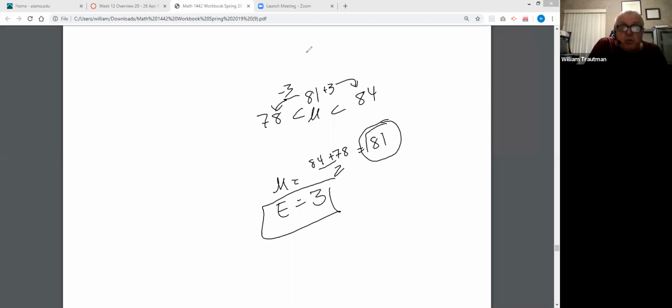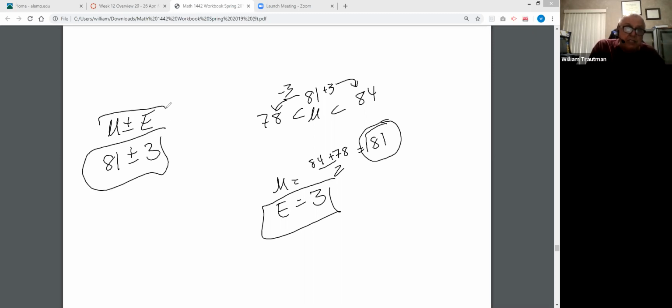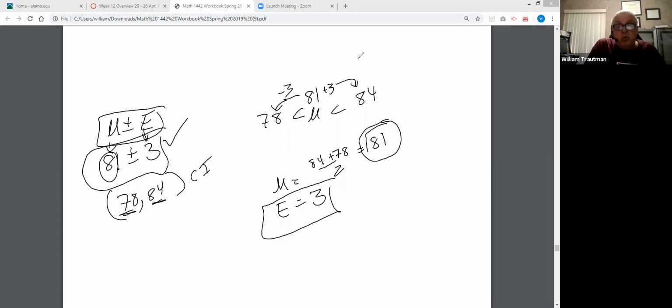Now, let me show you another way of writing this. Another way of writing this is the mean plus or minus the margin of error. We could write this, the mean was 81, plus or minus the margin of error was 3. 81 plus 3 is 84. 81 minus 3 is 78. Once again, this is the confidence interval. 78 is the low, 84 is the high. This is the mean, and this is the margin of error. All right. So now we'll be able to do the last one.